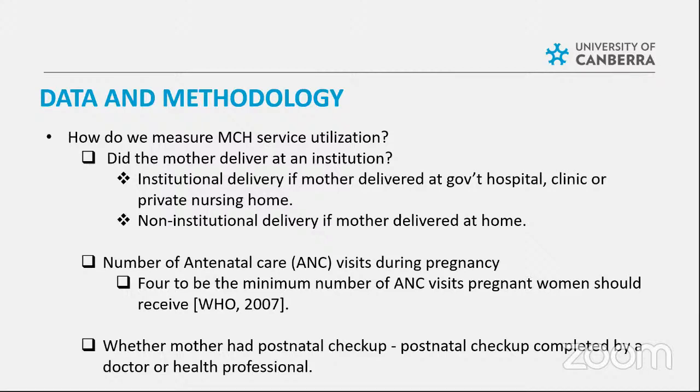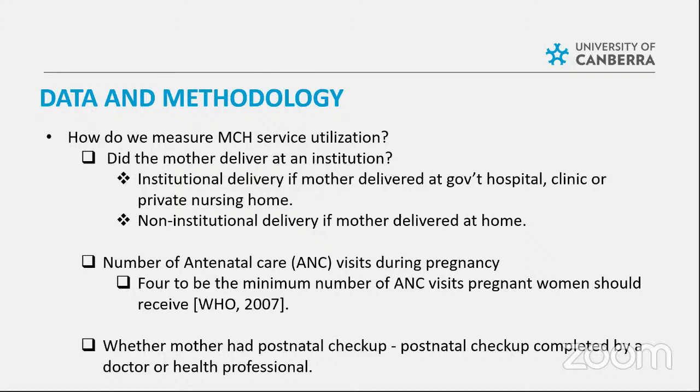The second indicator of MCH service utilization we used was the number of antenatal checkups the mother had received during her pregnancy. Obviously, the aim of antenatal checkups is to identify and manage any obstetric complication, and it also presents the opportunity to promote healthy practices. The WHO guidelines on maternal and neonatal care suggested that pregnant women should receive at least 4 antenatal care visits prior to delivery. This guideline has been upgraded more recently, I think to 8 antenatal visits, but we considered 4 to be the minimum number of antenatal visits because that coincided with WHO advice during our period of analysis.